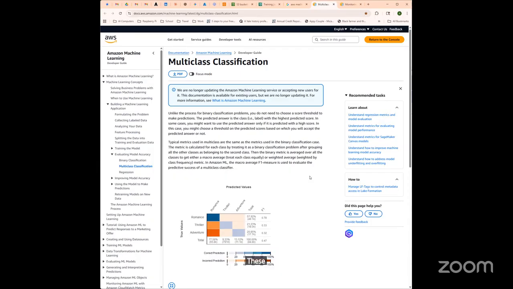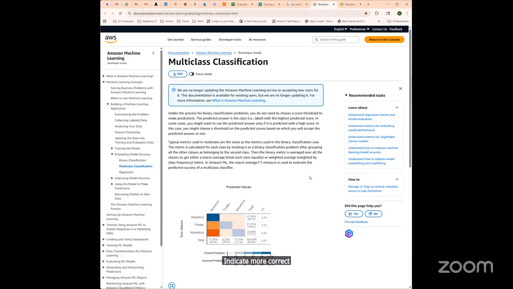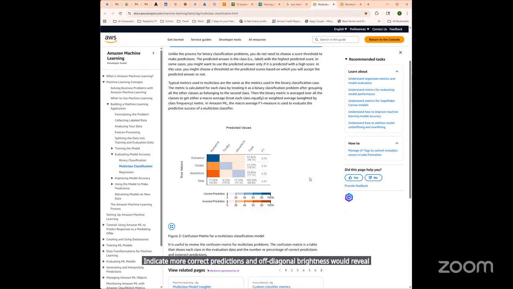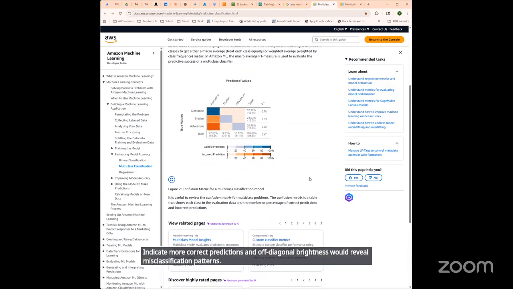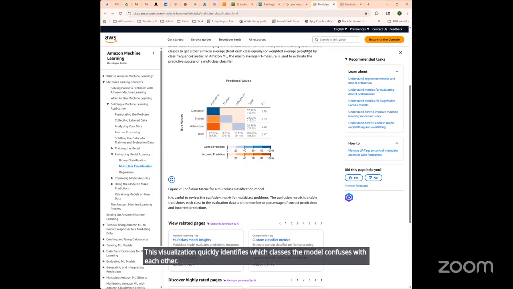These larger matrices are typically visualized as heat maps where darker diagonal values indicate more correct predictions and off-diagonal brightness would reveal misclassification patterns. This visualization quickly identifies which classes the model confuses with each other.